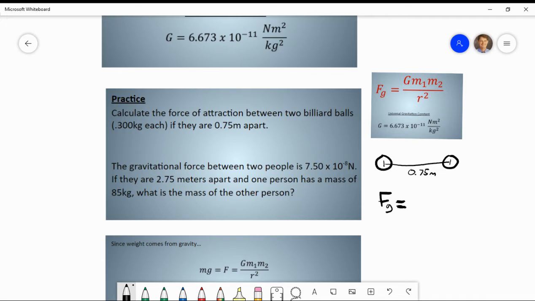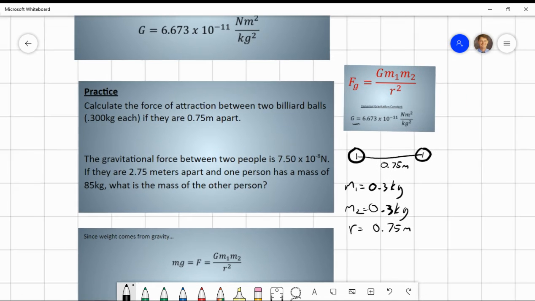All right, force due to gravity equals. I should list my variables before I do this. My variables are mass 1, 0.3 kilograms. Mass 2, I'm going to remember that it's 3 sig figs, I'm not going to write them all out, 0.3 kilograms. That's supposed to be a 3. I know big G, it's right here. It's already given. The radius, the distance between the center of mass, is 0.75 meters. I have everything I need now.